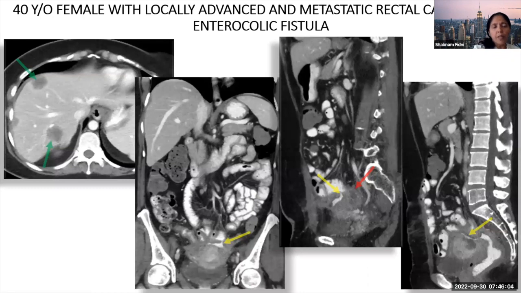So this is an example of a relatively younger patient with metastatic rectal cancer. The axial contrast-enhanced CT image shows metastatic liver disease, shown by the green arrows. And then the axial and sagittal contrast-enhanced images from the same patient showed the patient's primary rectal cancer, denoted by the red arrow, and then the fistulous communication between the tumor and the adjacent small bowel, shown by the yellow arrows.